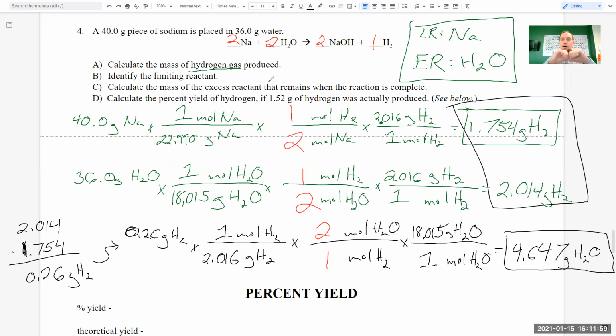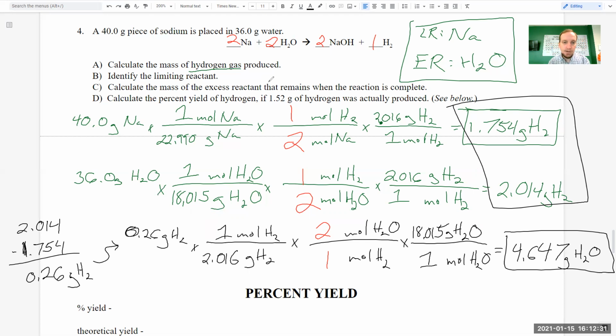All right. All that being said, let's put this into English. If we started with 40 grams of sodium and 36 grams of water, and we reacted them in a single replacement reaction to make sodium hydroxide and hydrogen gas, we would only be able to make 1.754 grams of hydrogen gas. After that, the reaction would stop only because we ran out of sodium. We would have extra water, and the exact amount of extra water we would have would be 4.647 grams of water. That much would remain unreacted.